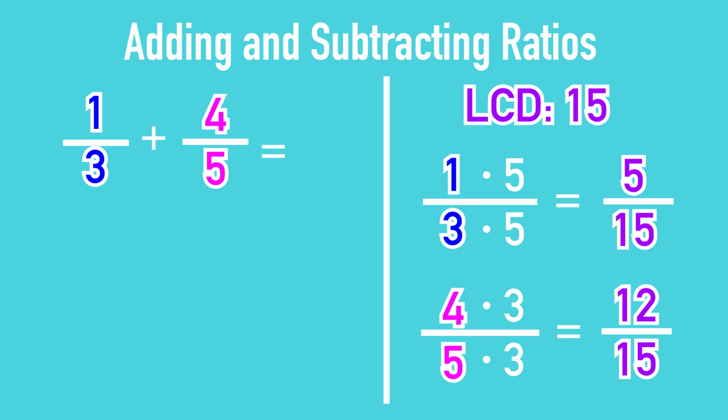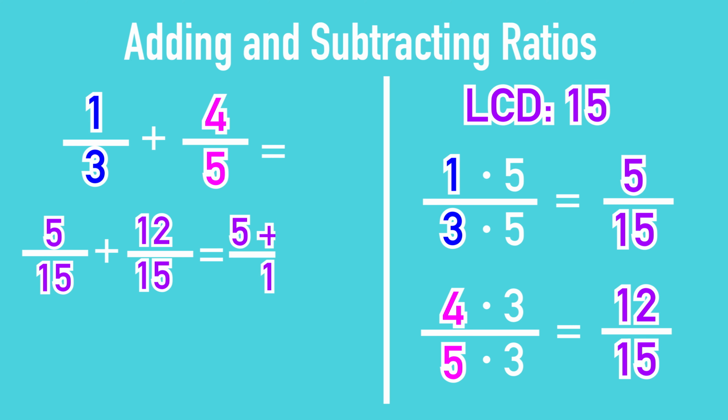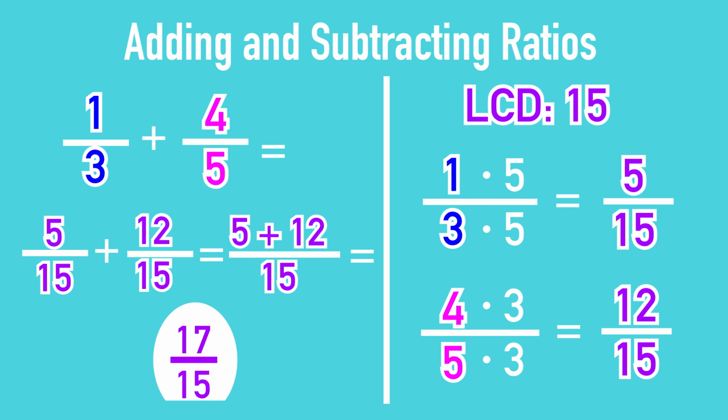So using the substitution property of equality, 1/3 plus 4/5 equals 5/15 plus 12/15, which, according to the distributive property, equals the sum of 5 and 12 over 15. This evaluates to 17/15. Now that we have covered addition and subtraction, let's talk about multiplication.